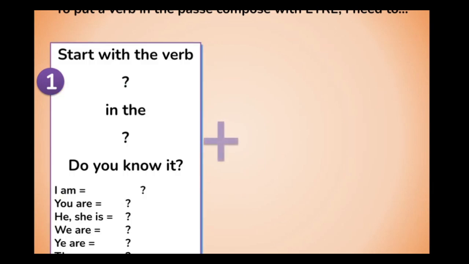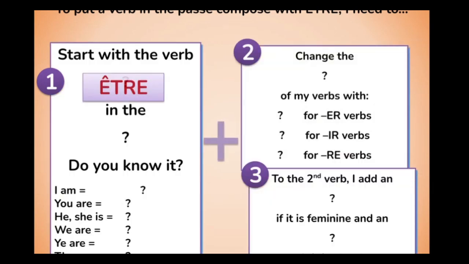So, in module 5, we saw how we do the passé composé. And what is the passé composé? Basically, it is a composed verb. So, you have to have two verbs. The first one is avoir or être, and we call it auxiliaire. And the second one is going to be the past participle of the verb that you are going to conjugate.